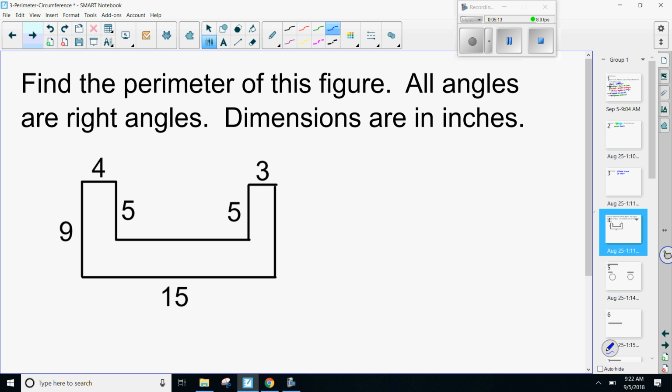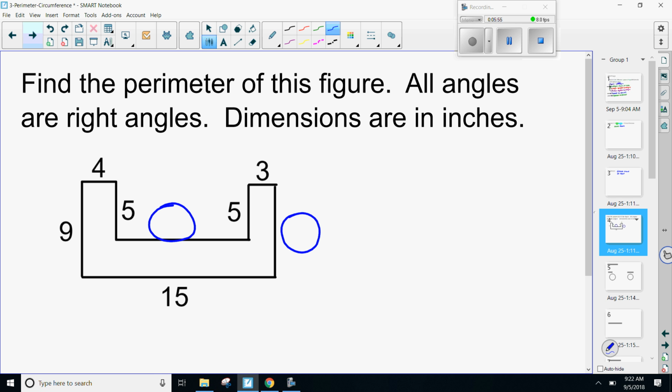Here we go. Given this figure, find the perimeter of this figure. All angles are right angles. Dimensions are in inches. So we need the distance around. If I look at the distance around, you have to include every single one of those line segments. Now, some of you are going to try to calculate what that exact length is right there, because it's not given to you, but it is part of the perimeter. So you just can't say that it's 15 plus 9 plus 4 plus 5 plus 5 plus 3. You're missing some segments. I don't know that length that I have in blue, and I don't know that piece right over there. So there's 2 lengths that we are missing.